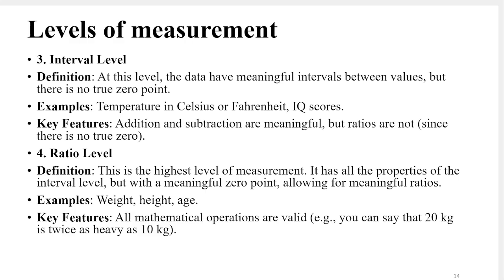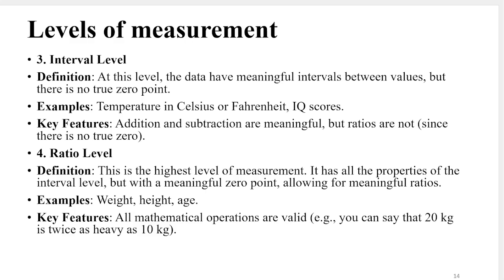And another example is IQ scores. However, there is no true 0 point. 0 does not mean no temperature or no intelligence. Because of this, we can use addition and subtraction, but we cannot make true ratio statements like twice as much.